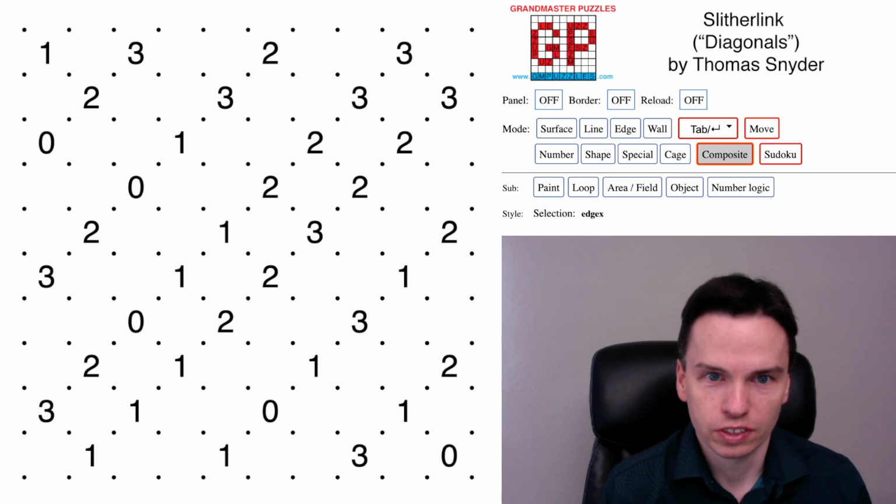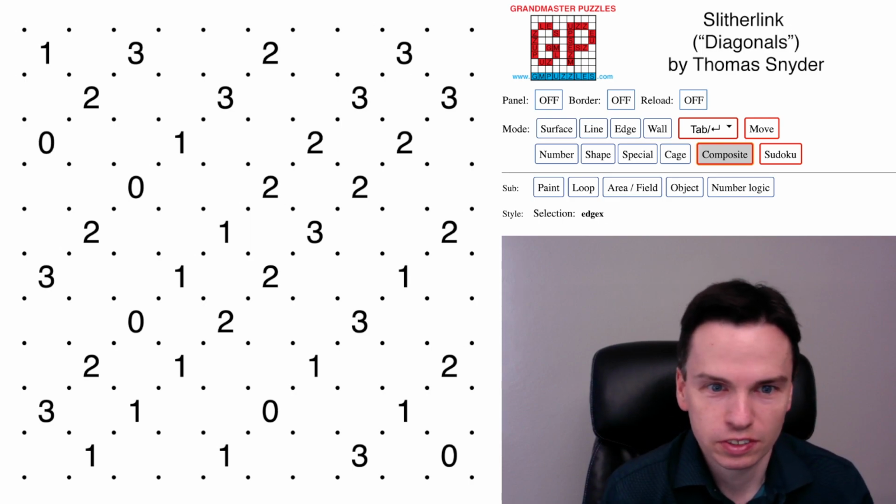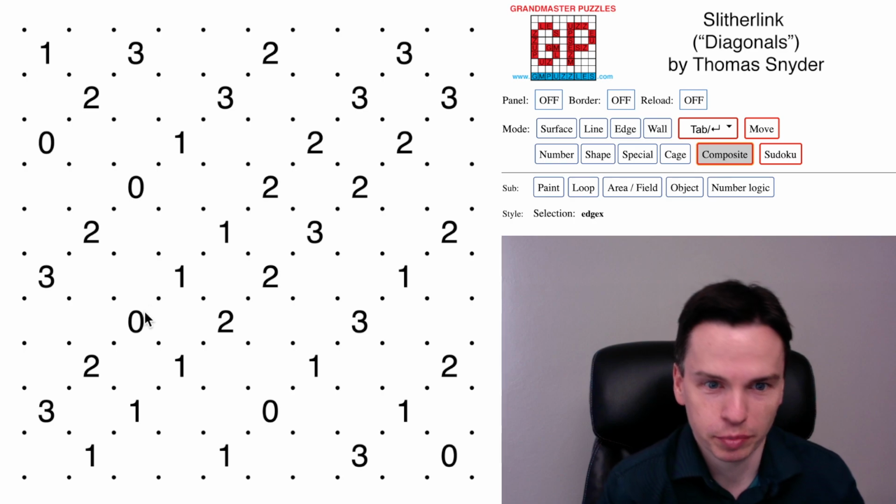So we're here to solve a Slitherlink I wrote called Diagonals. It uses a lot of diagonal pattern logic that, if you hadn't known before starting this puzzle, you'll definitely learn in part by doing it.